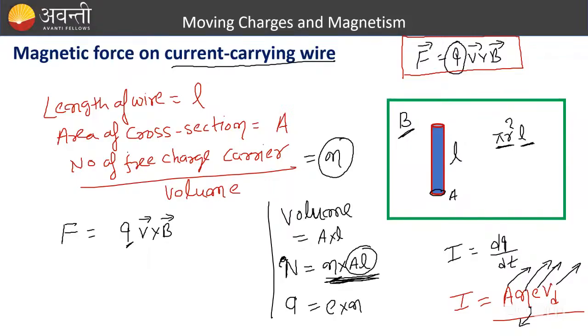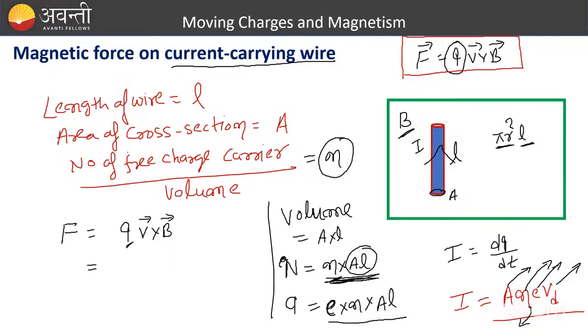E into n. What will be the value of charge? E into n into AL. So this is the value of charge present in this conductor of length L, area of cross section A, through which current I is flowing. ठीक है? So let's now put the value.